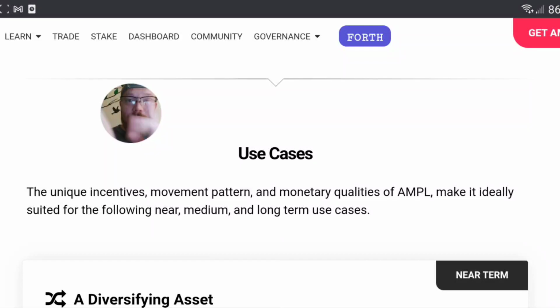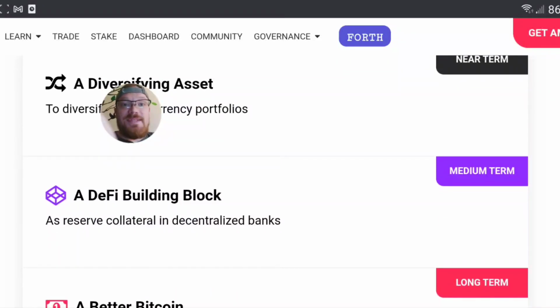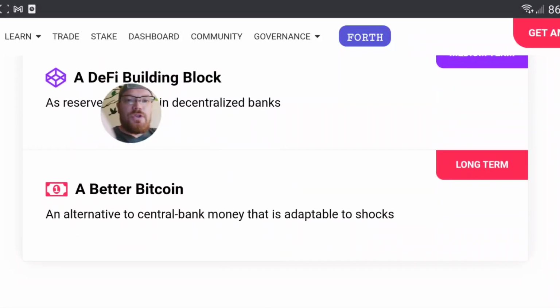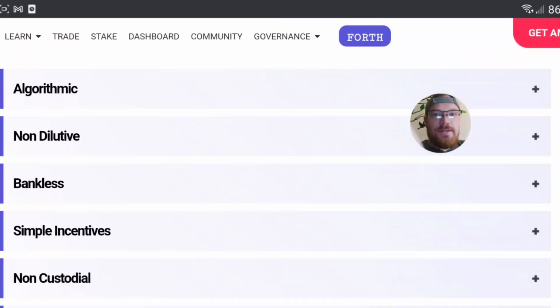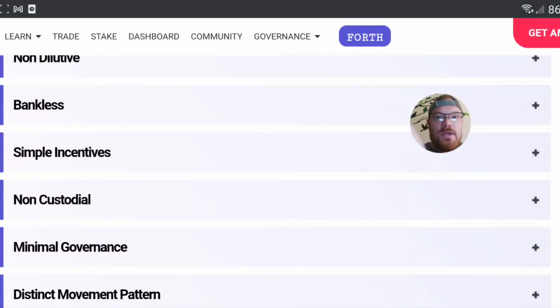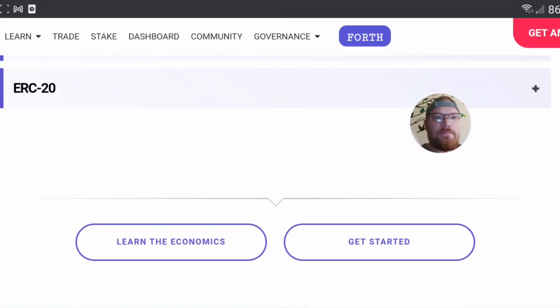Use cases. The unique incentives, movement pattern, and monetary qualities of AMPL make it ideally suited for the following near, medium, and long-term use cases. So they have here, near term: a diversifying asset to diversify cryptocurrency portfolios. Medium term: a DeFi building block as reserve collateral in decentralized banks. And long term: a better Bitcoin, an alternative to central bank money that is adaptable to shock. Core features and capabilities: algorithmic, non-dilutive, bankless, simple incentives, non-custodial, minimal governance, distinct movement pattern, ERC20.